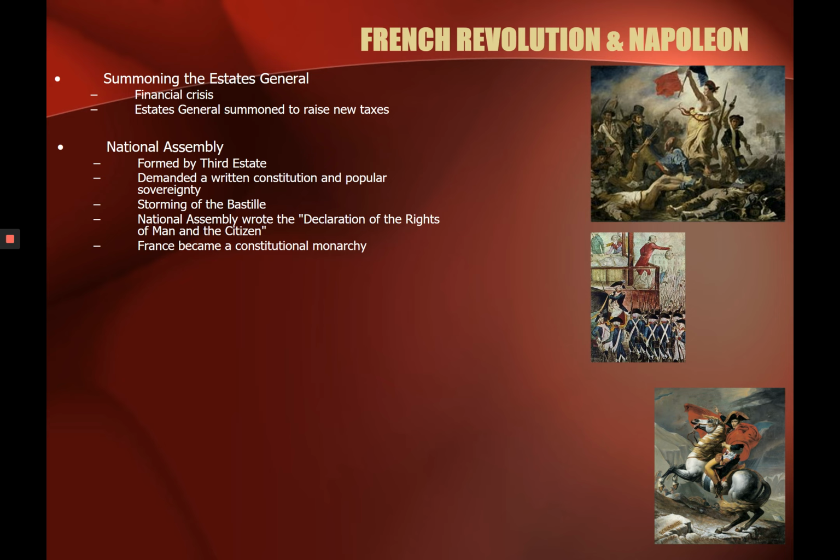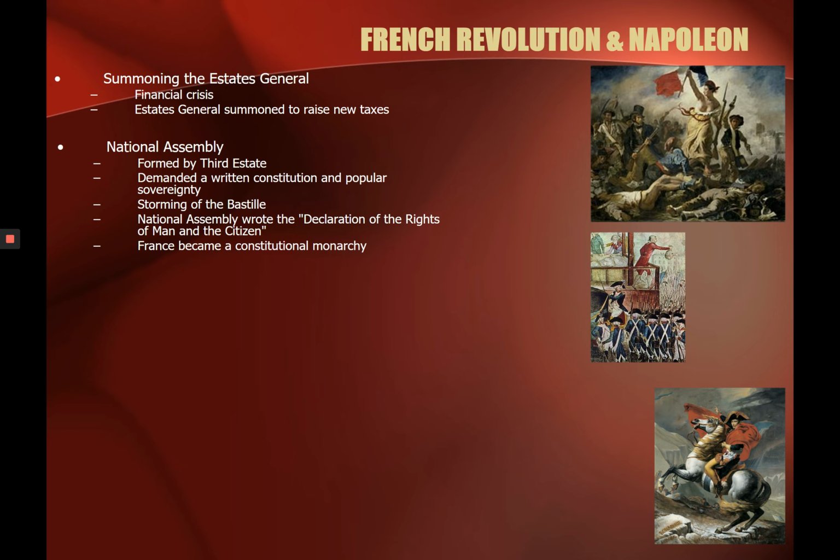The National Assembly was created by representatives of this third estate that were upset that they really didn't have a voice in French society. And so they demanded a written constitution. They wanted popular sovereignty, where people would have a voice in government. And they weren't allowed to meet at actual meeting houses, and so they find an old abandoned tennis court. And there you have the famous Tennis Court Oath, where they basically held up in that abandoned tennis court and promised not to leave until they had drafted a new constitution for France.